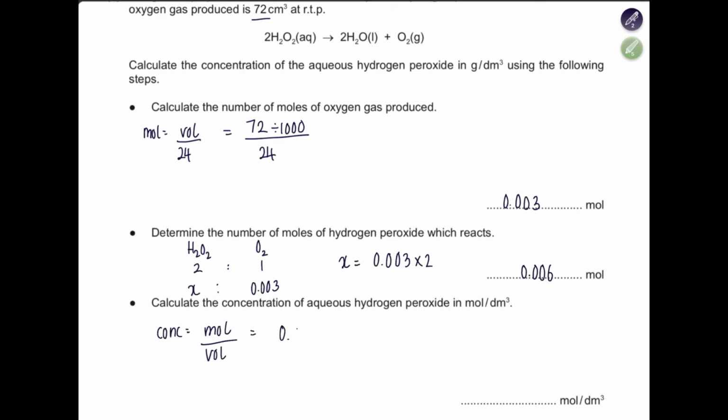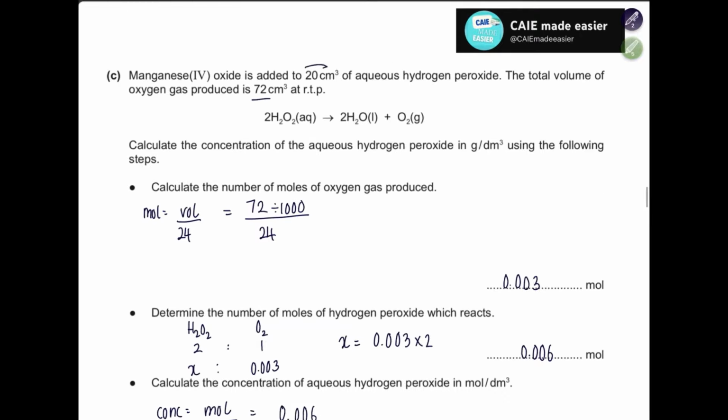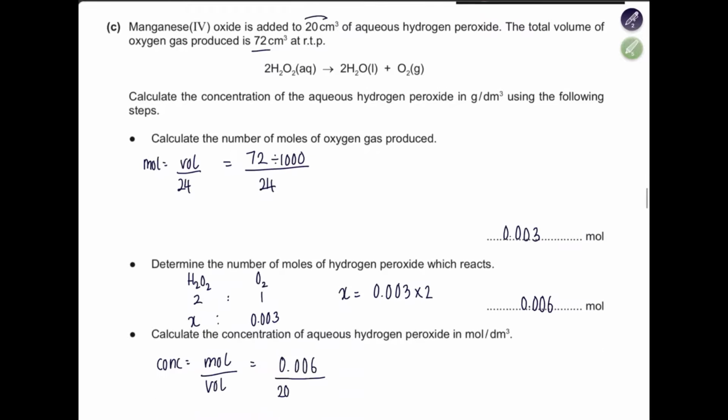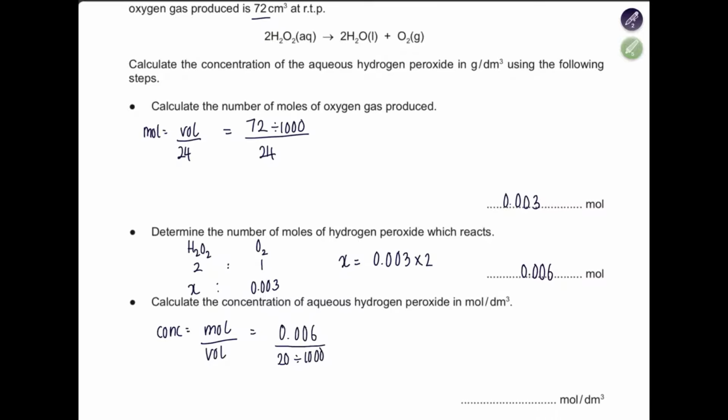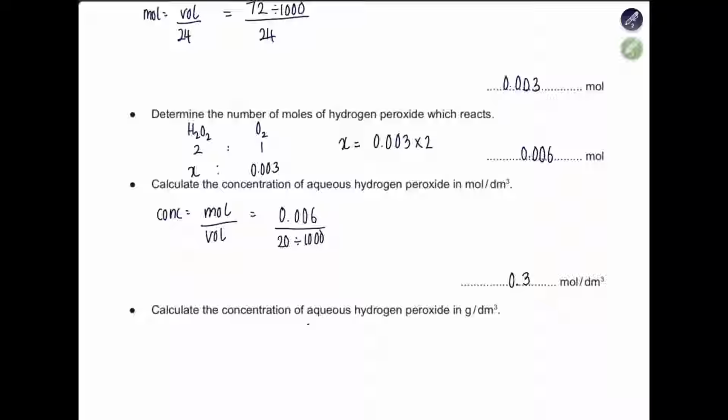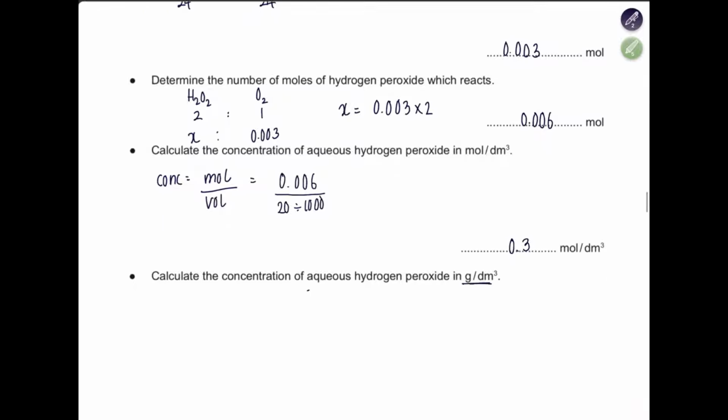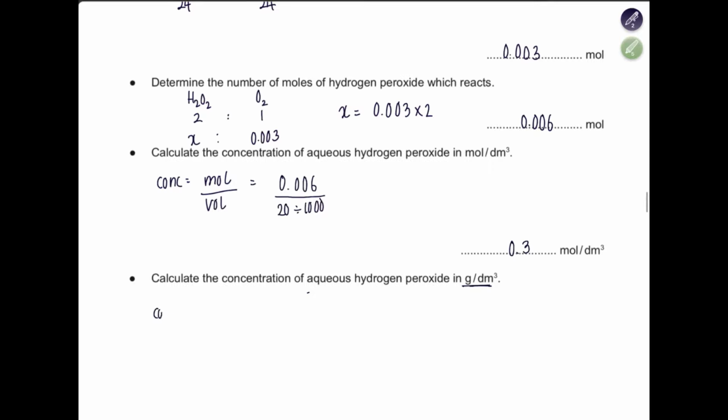Moles are 0.006 divided by the volume of peroxide, which is 20. So divide 20 by 1000 to convert it into liters, and we get 0.3 moles per decimeter cube. Now calculate the concentration of aqueous hydrogen peroxide, again the same thing, but in gram per decimeter cube. To do that, just multiply this by mR. So concentration in gram per decimeter cube is going to be concentration in moles per decimeter cube times mR.